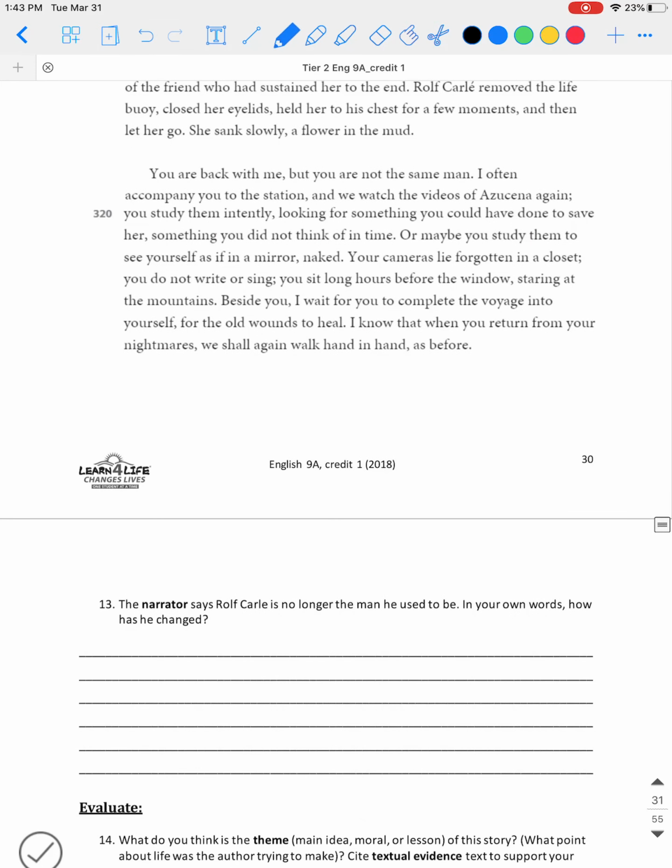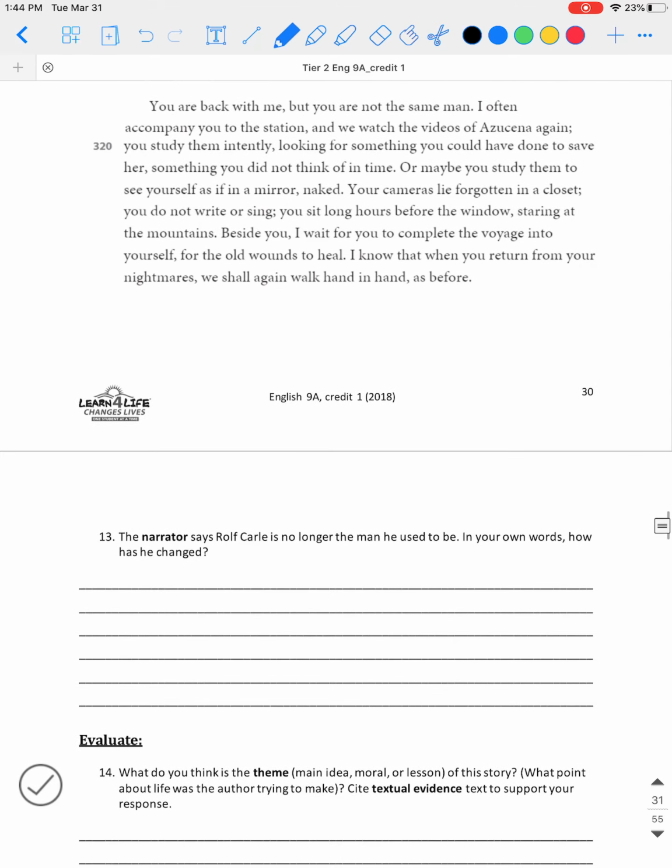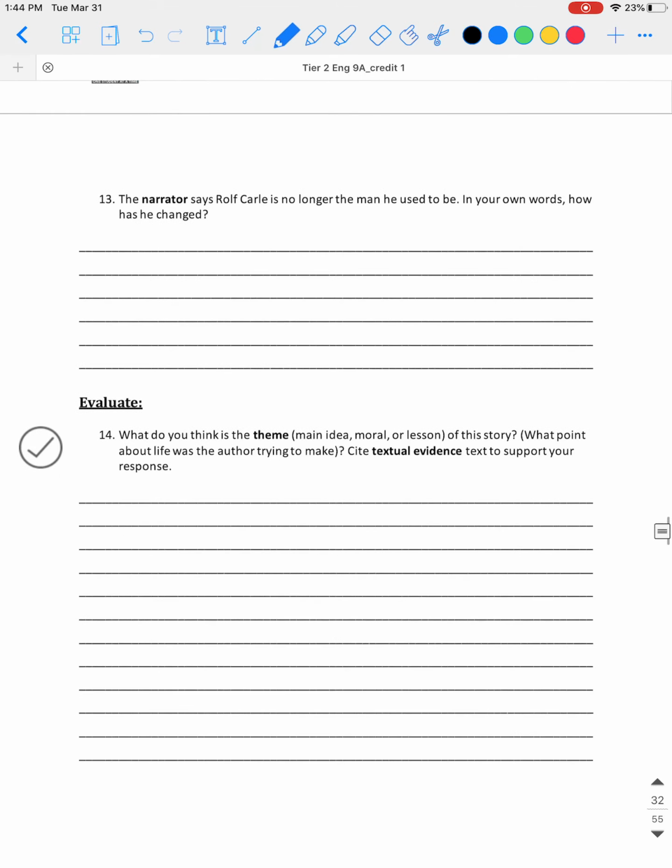You are back with me, but you are not the same man. I often accompany you to the station, and we watch the videos of Azucena again. You study them intently, looking for something you could have done to save her, something you did not think of in time. Or maybe you study them to see yourself in a mirror, naked. Your cameras lie forgotten in a closet. You do not write or sing. You sit out long hours before the window, staring at the mountains. Beside you, I wait for you to complete the voyage into yourself, for the old wounds to heal. I know that when you return from your nightmares, we shall again walk hand in hand as before.